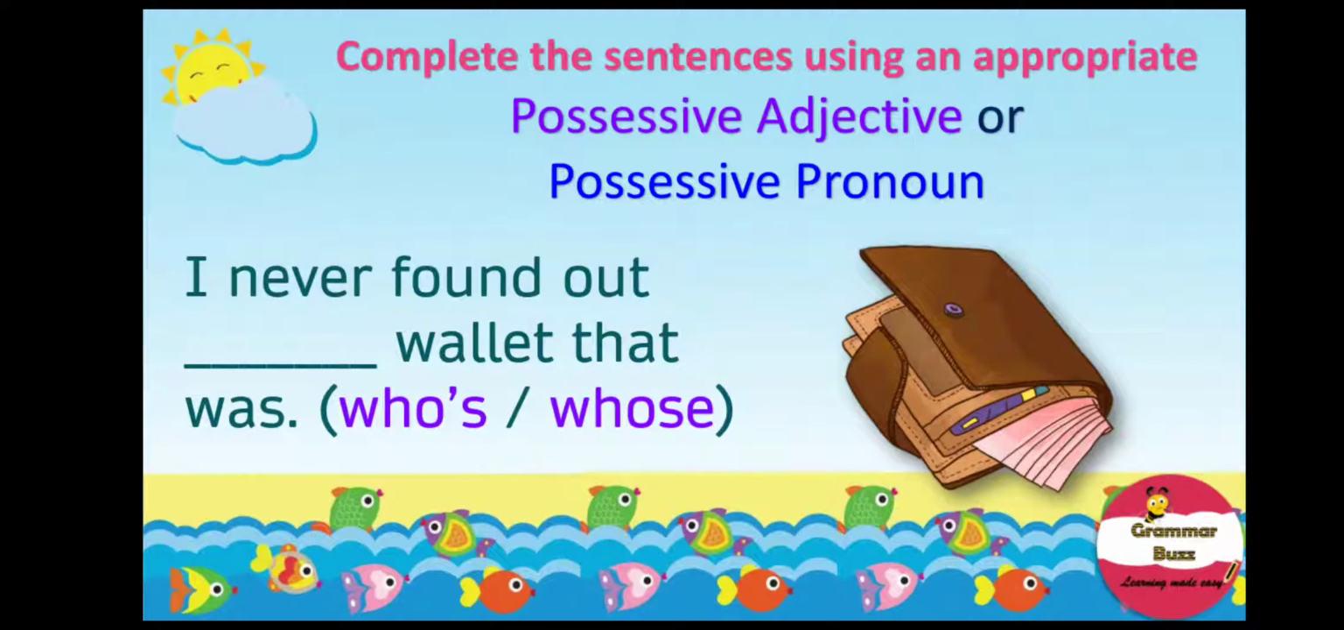I never found out whose, with an apostrophe S, and whose wallet that was. Hey, which am I supposed to use? I know you have figured it out. Yes, you are right, and it is whose without an apostrophe. I never found out whose wallet that was. And here, whose is a possessive adjective because it is used before the noun. Excellent. Bravo. Well done.